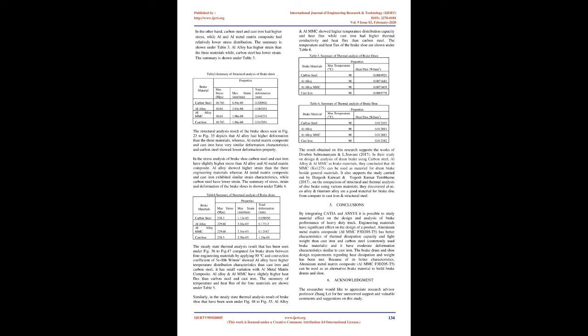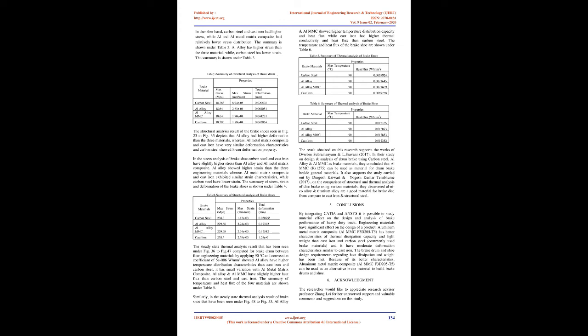In the stress analysis of brake shoe, carbon steel and cast iron have slightly higher stress than Al alloy and Al metal matrix composite. Al alloy showed higher strain than the three engineering materials, whereas Al metal matrix composite and cast iron exhibited similar strain characteristics, while carbon steel has lower strain. The summary of stress, strain, and deformation of the brake shoes is shown under Table 4.